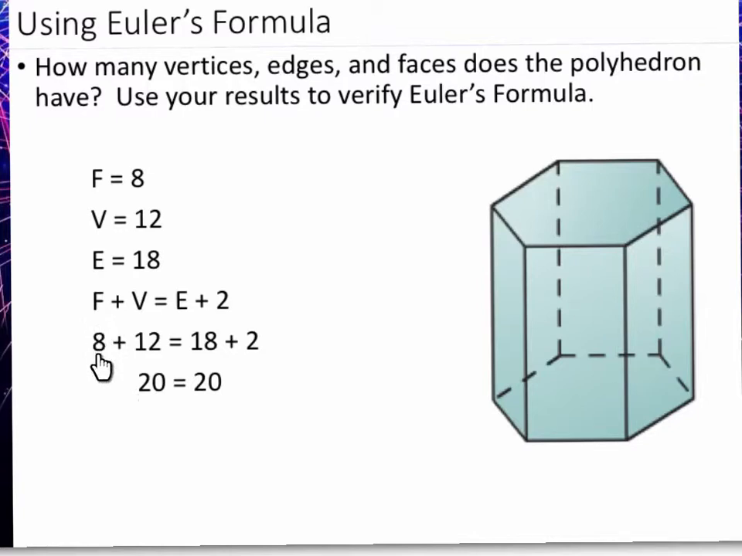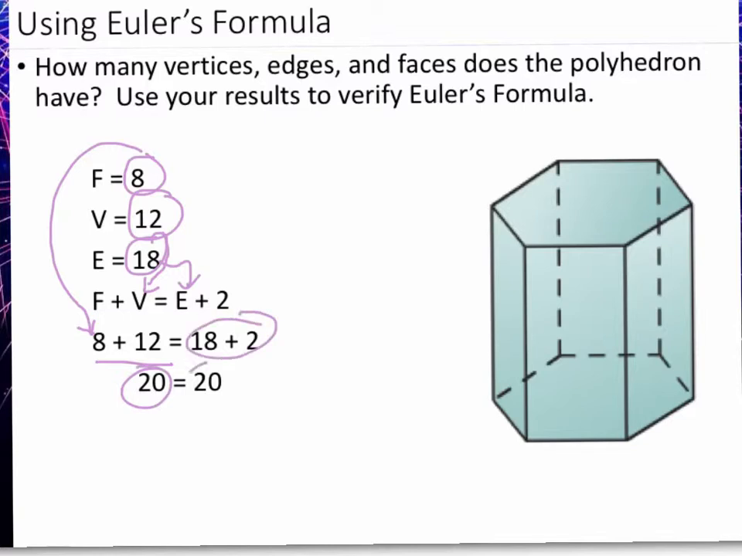So if I plug in the numbers, F is 8, so that goes in here. V is 12, so that goes in here for V. And then 18 is E, so it goes in there for E. And we add 2. 8 plus 12 is 20, and 18 plus 2 is 20. So Euler's formula checks out for this polyhedron.